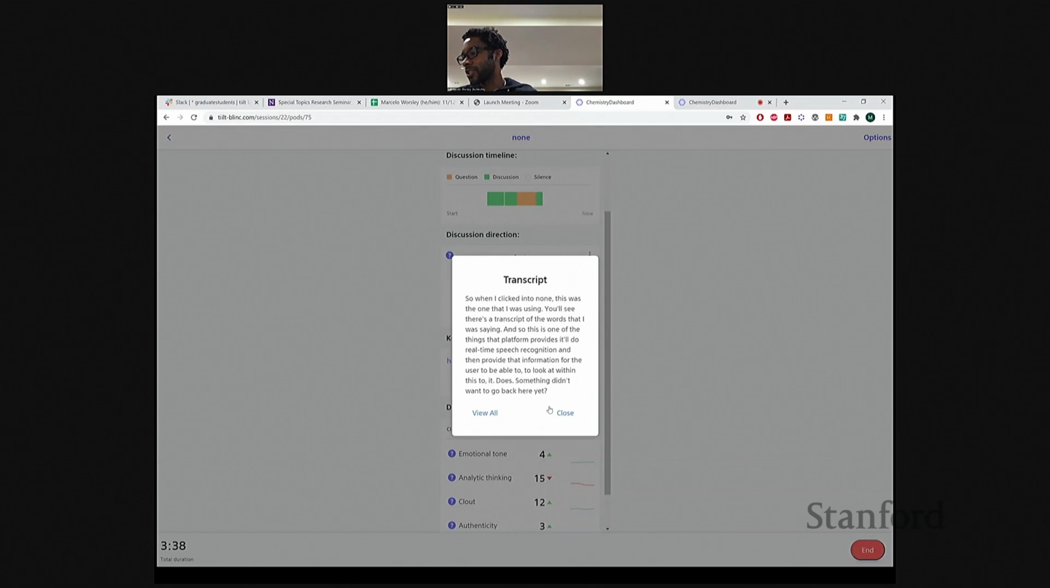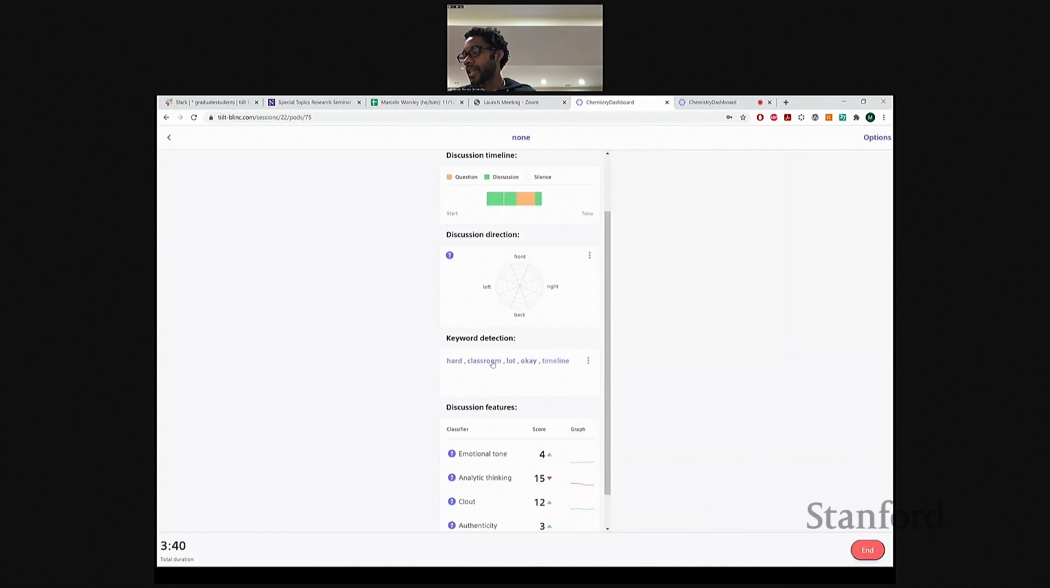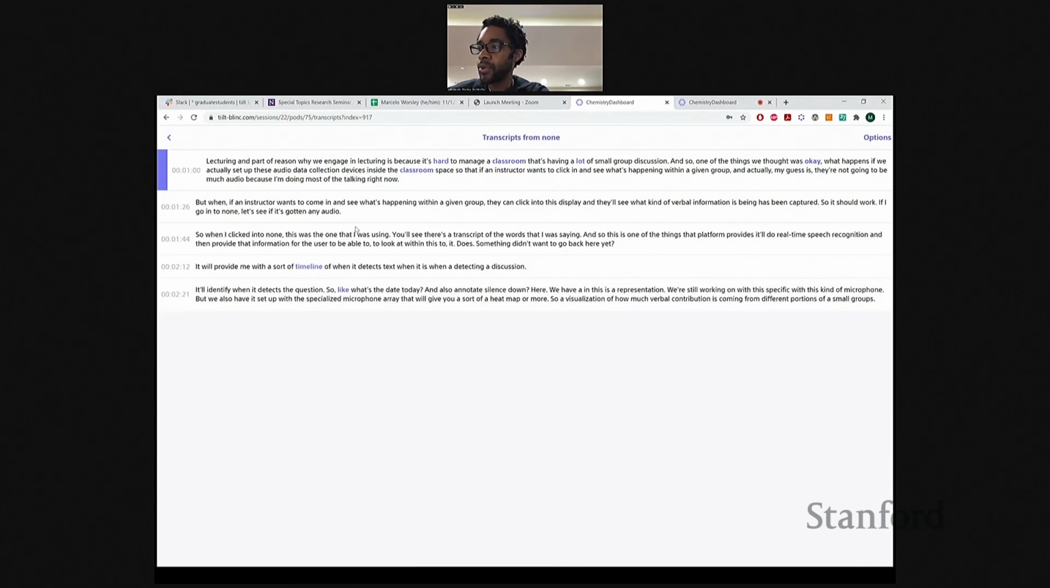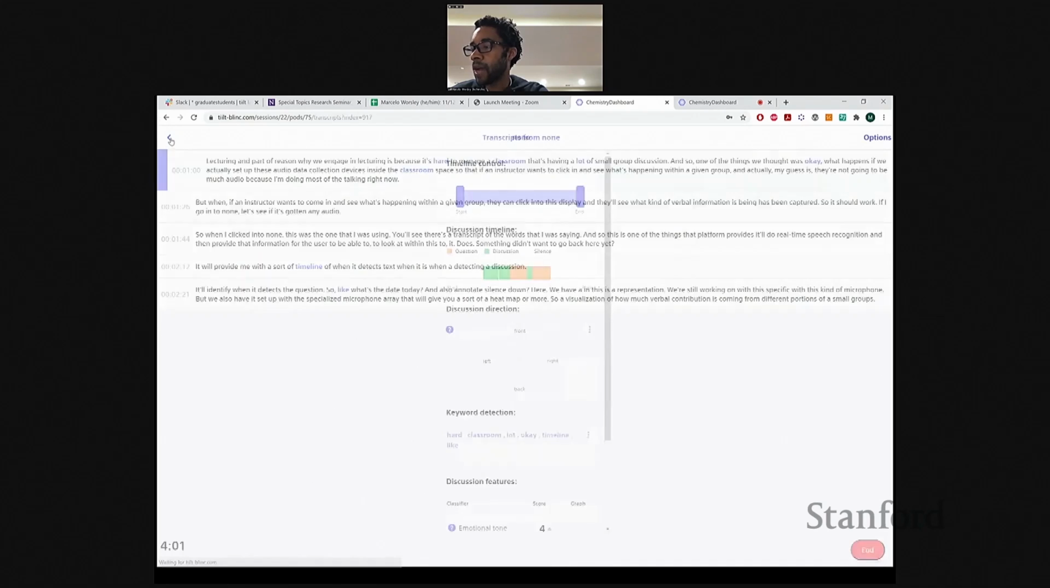Some of the other representations that you get with this tool: you can click into a given keyword and it'll take you to the transcript. You can actually see a full transcript of what was said. The idea here is that this is hopefully useful to a group engaging in a group discussion in that moment to say, okay, what were we talking about previously in this discussion? And you can highlight where those keywords came about.